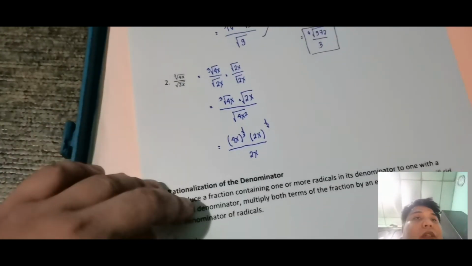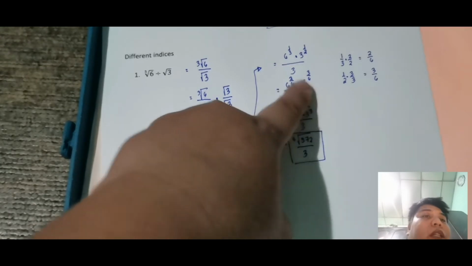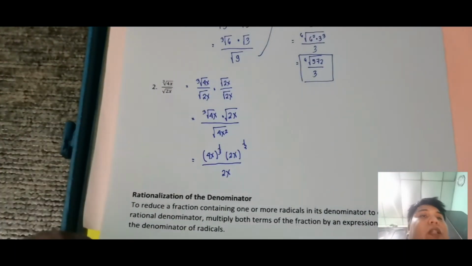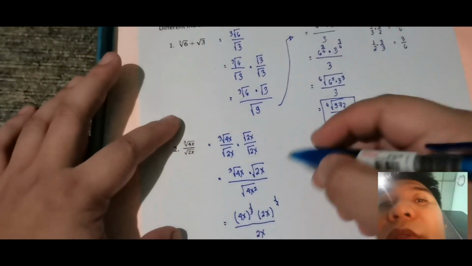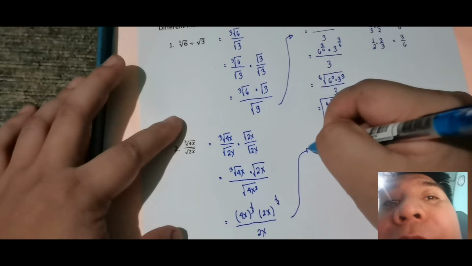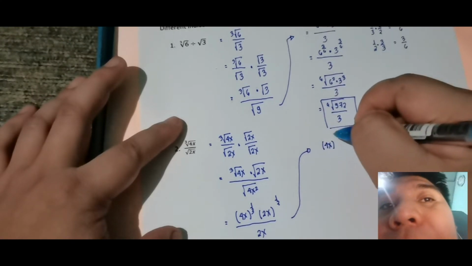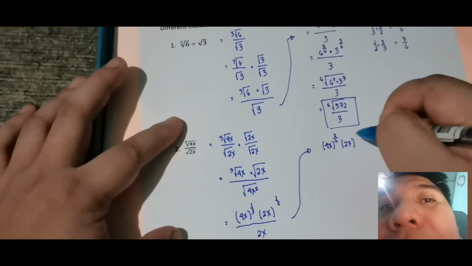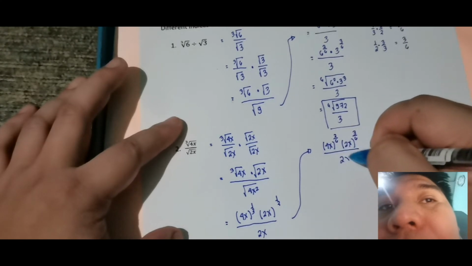Next, napansin nyo kanina, 1/3, 1/2, ano nangyari? 2, 6, 3, 6. Ito, ganun ulit. 1/3, 1/2. So, magiging 2 over 6 plus 3 over 6. Similar kasi nangyari. Similar ng fraction eh. Okay, so this is equivalent sa 4x raised sa 2 over 6. Then, 2x raised sa 3 over 6 all over 2x.